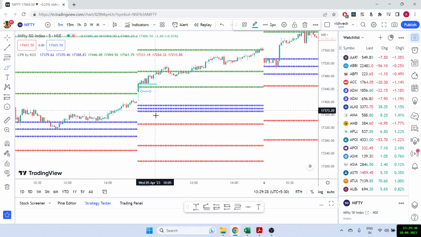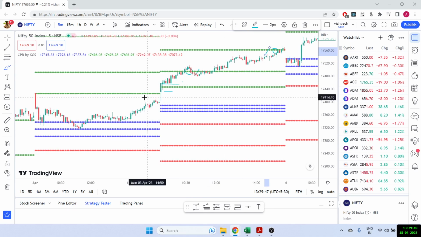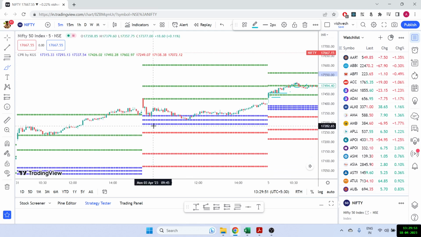And in this case, since it's a narrow CPR, since I'm expecting a good move, I will have two targets. Target 1 is the next S2 and target 2 is the S3. So that becomes my two targets, and you can see that both the targets did get hit, right? Let's see if we get any more narrow CPRs and what kind of trading we can do.